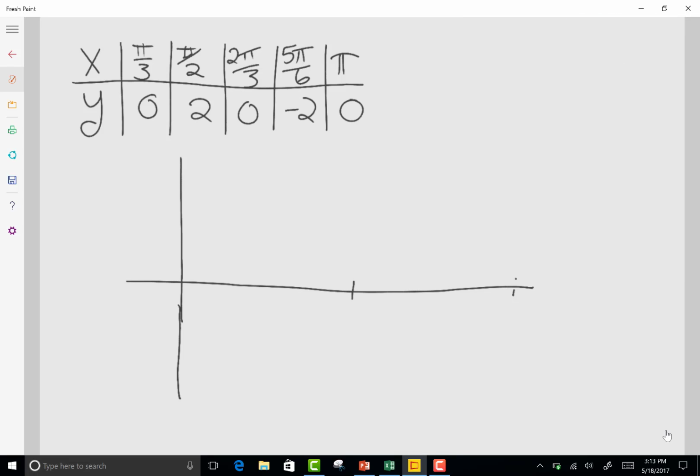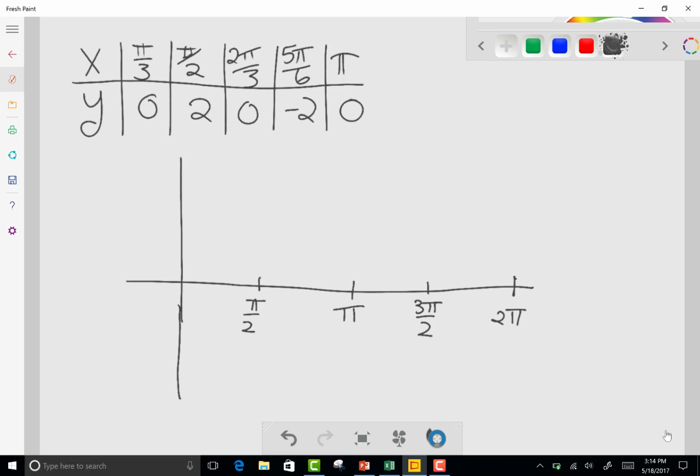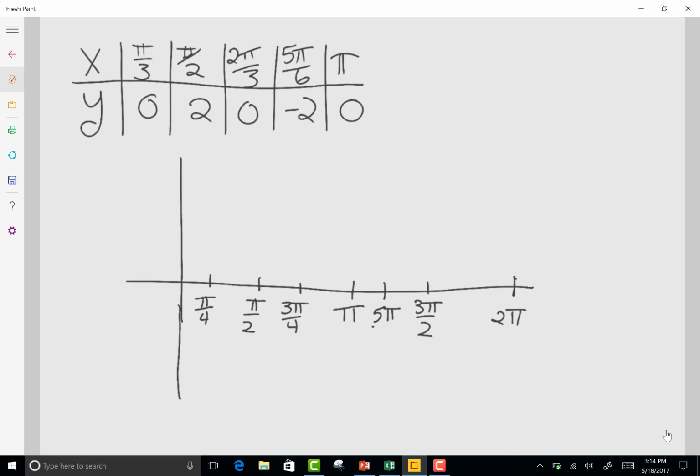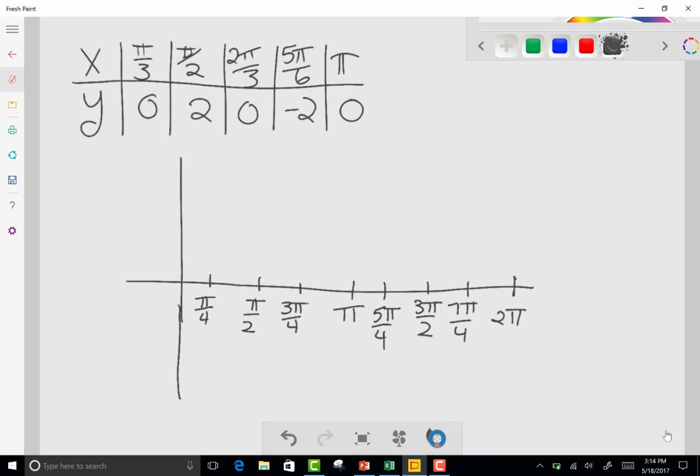So I'm going to break this up. All the way out here will be 2 pi. This will be pi. Then I break that in half. That'll be pi over 2. This will be 3 pi over 2. Then I break this in half. That's going to be pi over 4. 3 pi over 4. That's going to be 5 pi over 4. 7 pi over 4. So we have this scaled.